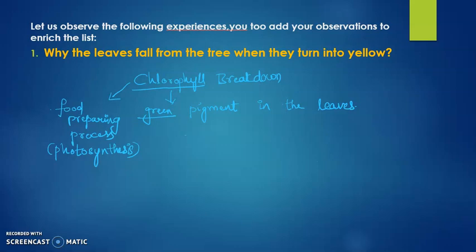And here we find a new word, that is breakdown. So why do we use breakdown here? Breakdown here means a decrease in the content of chlorophyll. That means when the plant has a decreased content of chlorophyll, that reason is called chlorophyll breakdown.